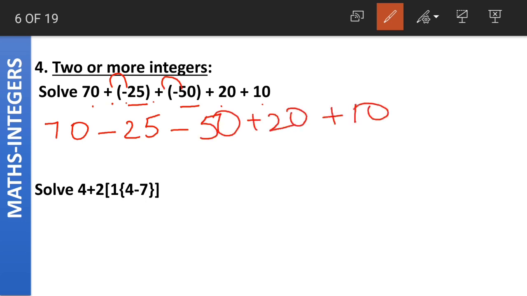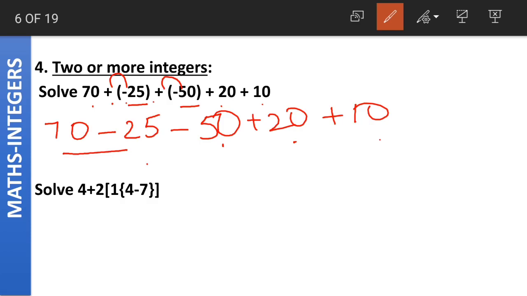Now, there are two ways to solve this. What you can do is you can solve 70 minus 25. What is 70 minus 25? 70 minus 25 is equal to 45. Then again you can do 45 minus 50. Then you can add 20 to the result and 10 to the result. But it will be quite a difficult process.